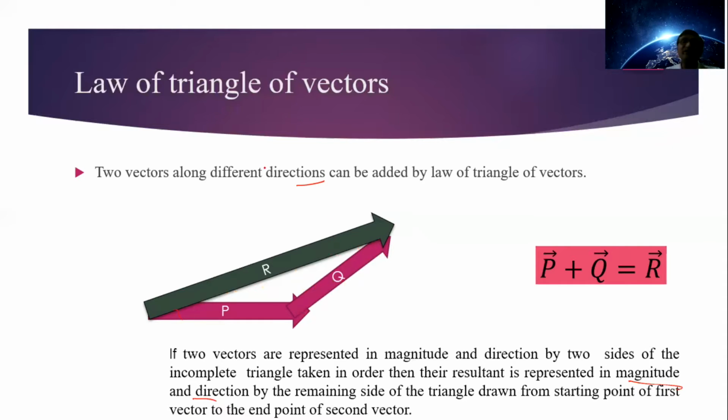This is the statement for the law of triangle of vectors. We have seen P vector and Q vector are represented by two sides of the triangle. Then the resultant R vector is represented by the remaining side of the triangle, drawn from the starting point of the first vector to the end point of the second vector. That is, we write P vector plus Q vector is equal to R vector. This is the law of triangle of vectors.